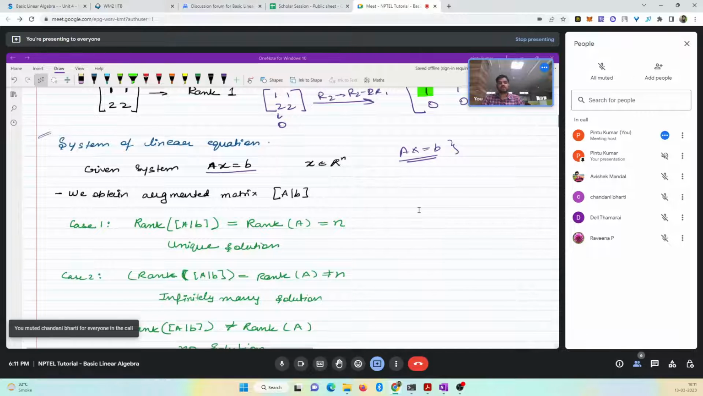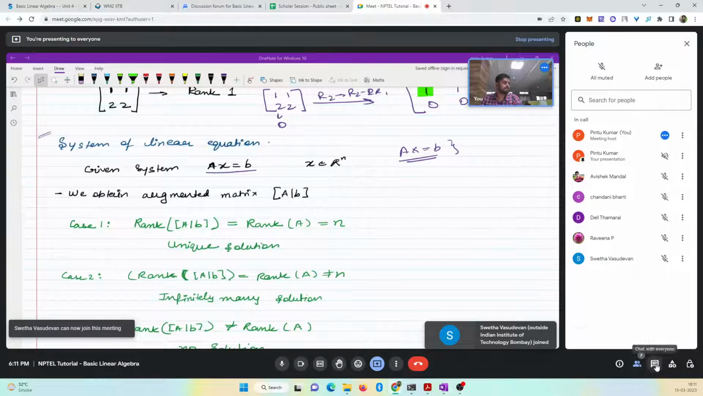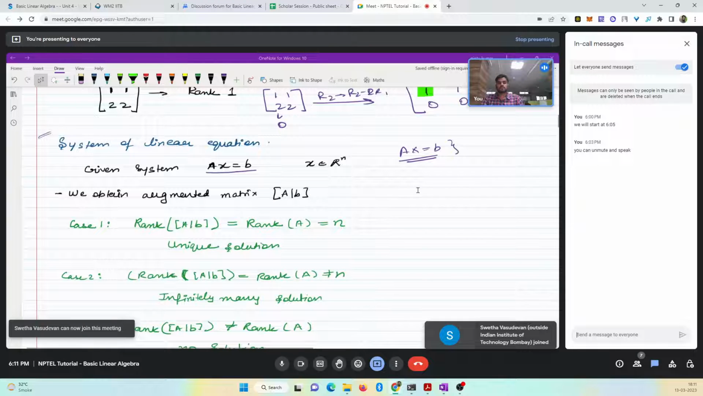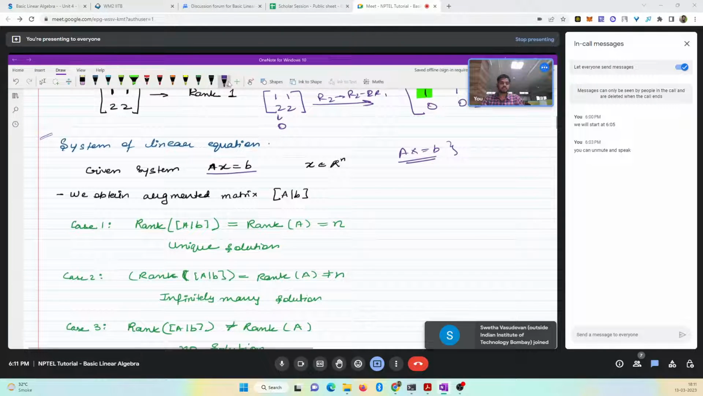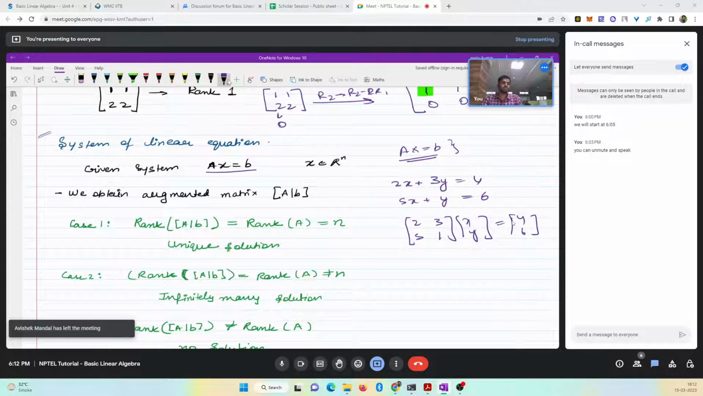So let's say we have a system of equations, something like 2x plus 3y is equal to 4 and 5x plus y is equal to 6. Then we can write it as a matrix product like this: [2, 3; 5, 1] times [x, y] is equal to [4, 6]. So this is what you all have done in the first week.